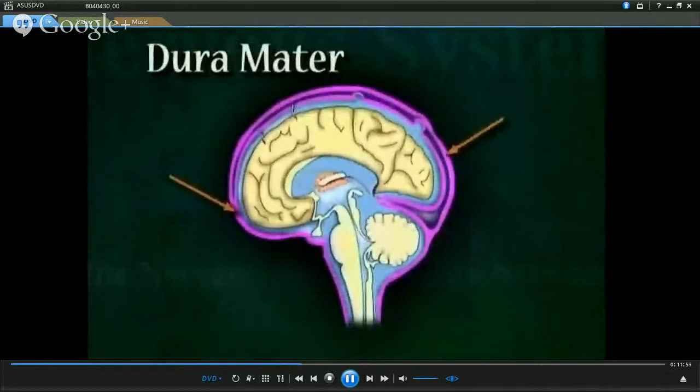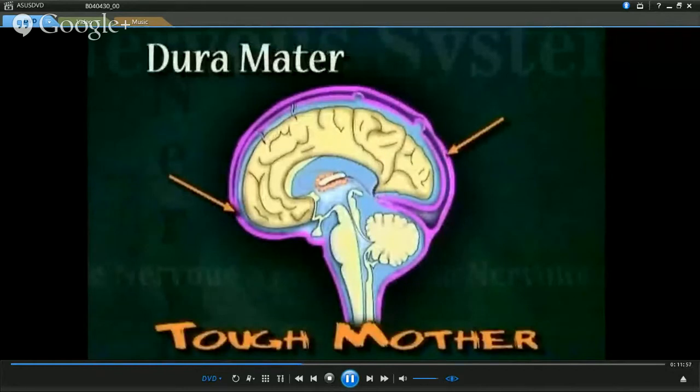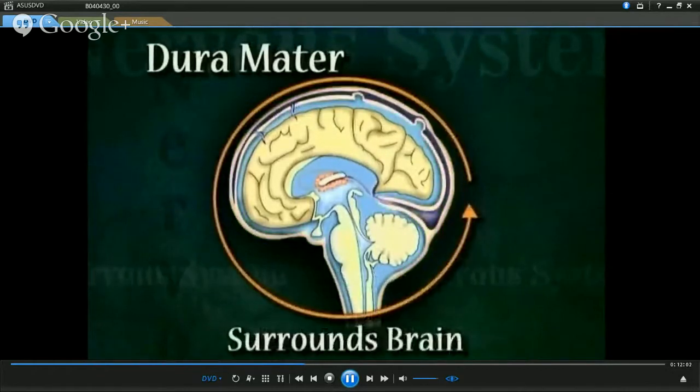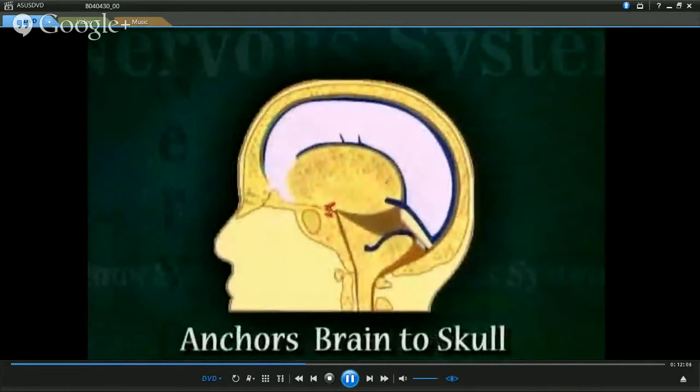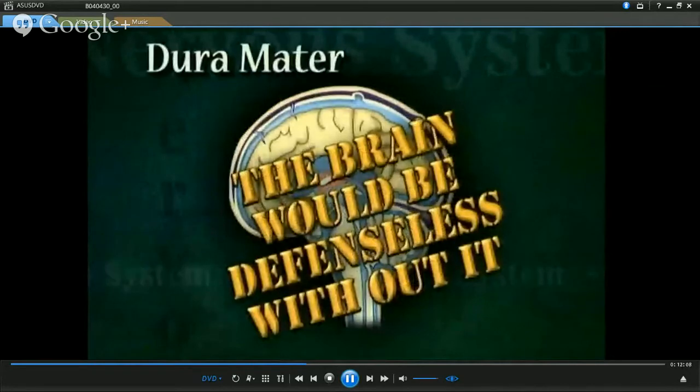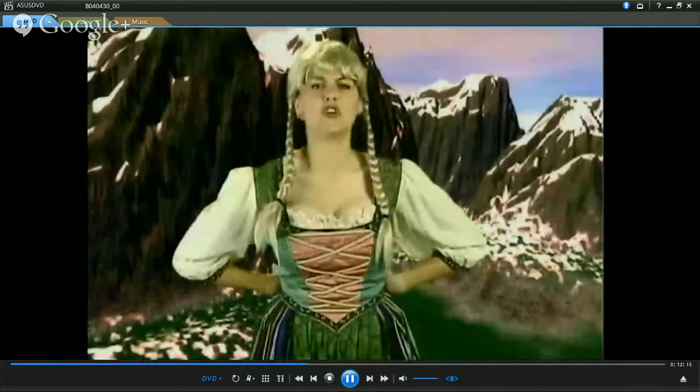The dura mater, translated it means tough mother. It's leathery, double-layered, and surrounds the entire brain. It also anchors the brain to the skull to limit movement. The dura mater, without it, the brain would be as defenseless as the Swiss. Qu'est-ce que c'est avec vous? Laissez-nous tranquilles.